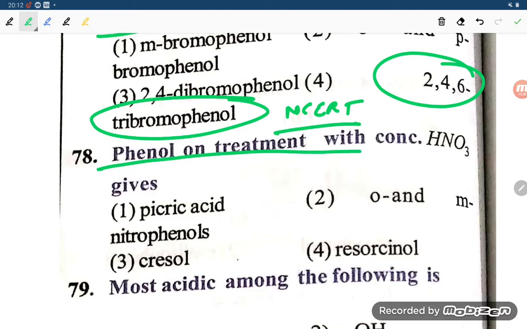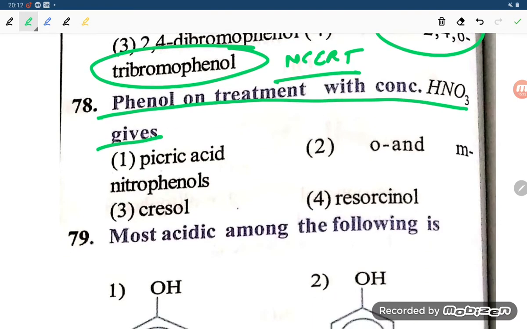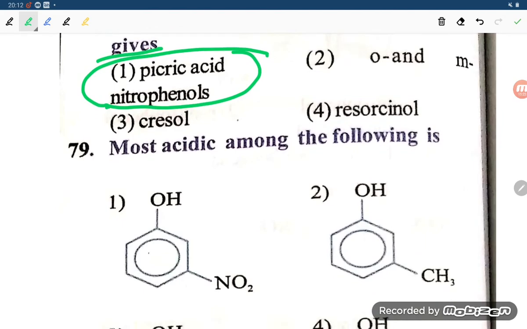Phenol on treatment with concentrated HNO3 will give 2,4,6-trinitrophenol. So the correct answer is picric acid. This is picric acid. So for question 78, the correct option is option number 1.